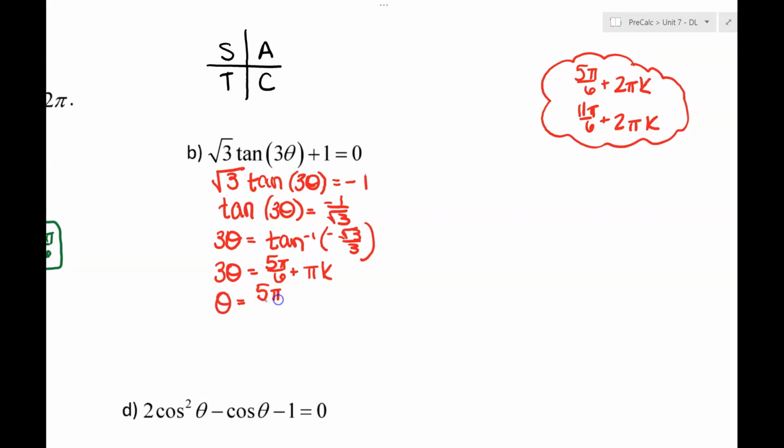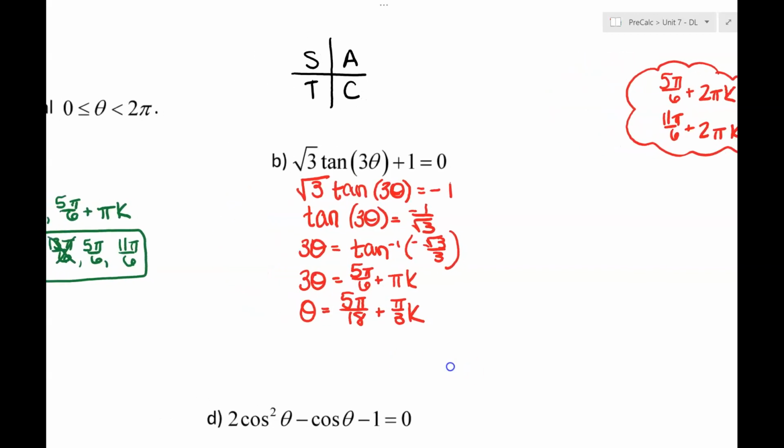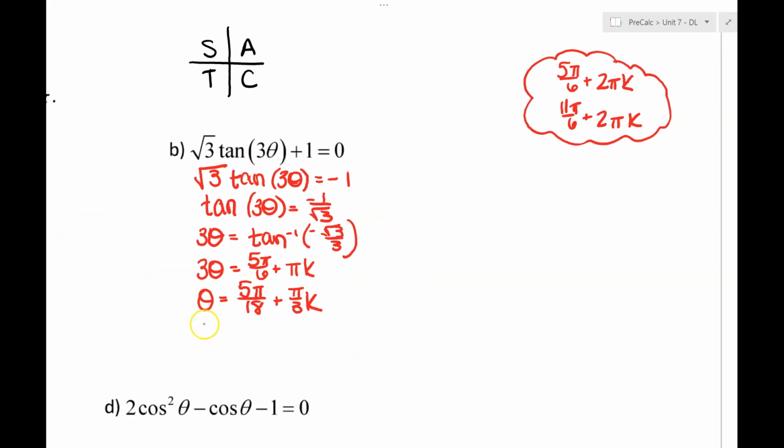So then if I'm solving for theta, I divide everything by 3. Okay, this means that we are horizontally compressing our tangent function by 1/3. And then it says to solve between 0 and 2 pi. So let's list it out. We're going to say that theta, we know that first value is 5 pi over 18.